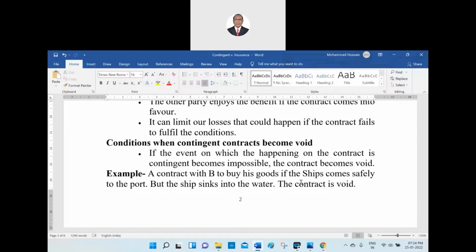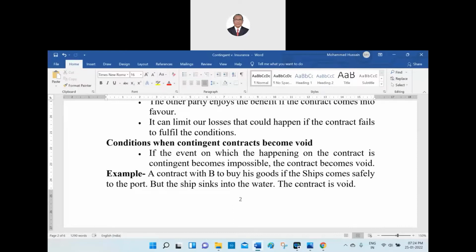If one wants to marry a particular girl, and only then he will get the money, but before he marries, the girl has already eloped with somebody else, or she died, or she got married, then at that time it is impossible. Then such a contract is a void contract.